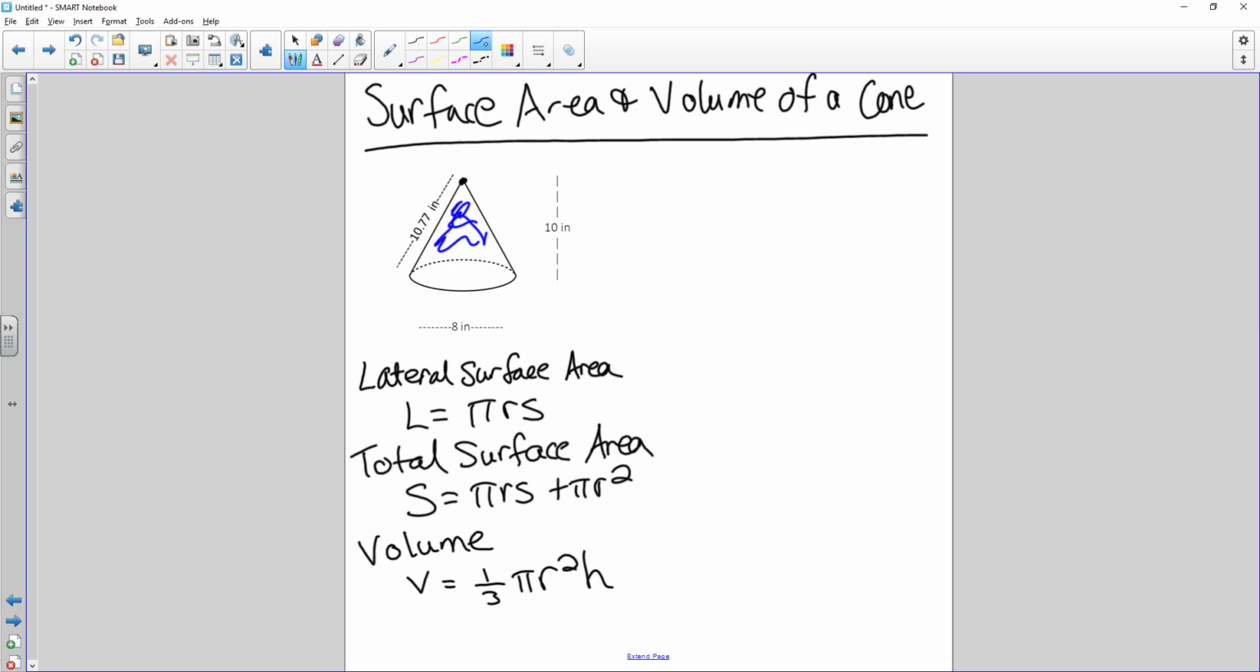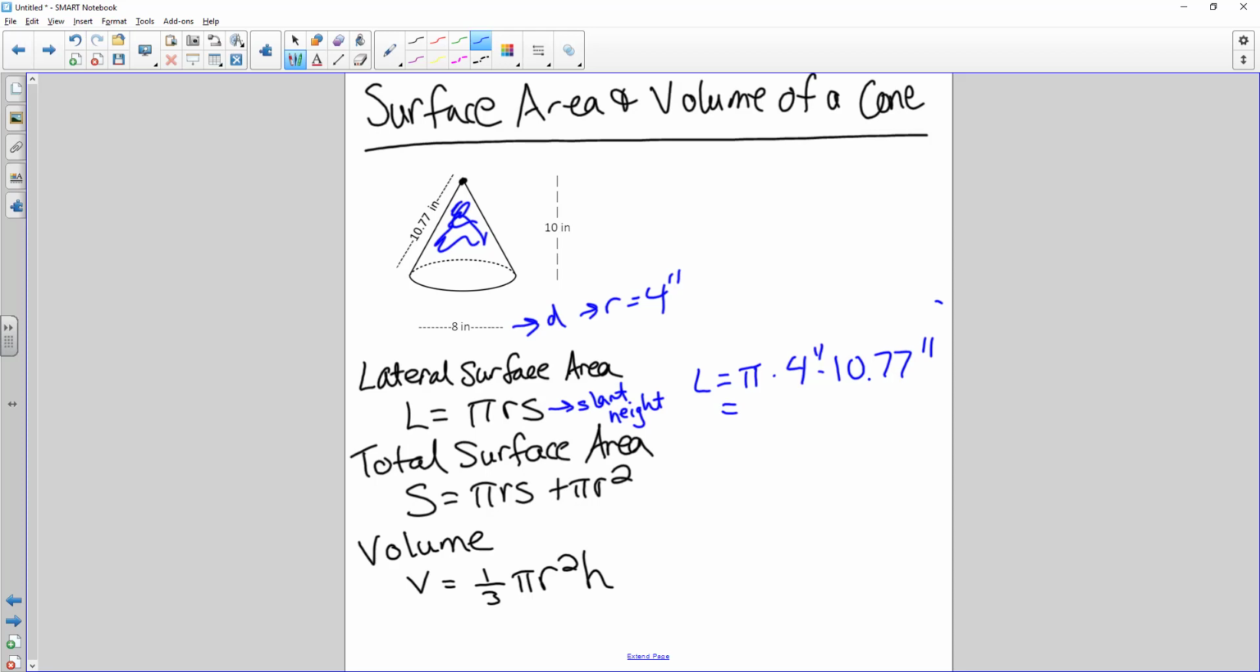So in this example with these dimensions, to get my lateral surface area, I can do pi times the radius. In this case, I'm given the diameter, so the radius is going to be 4 inches. So pi times 4 inches times s, which stands for slant height. So this is the slant height, not the height from the lowest point to the highest point, but the slanted one. So it's 10.77 inches.